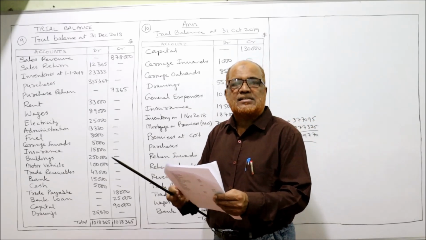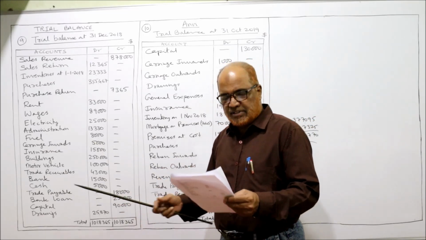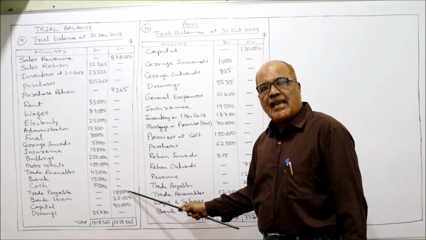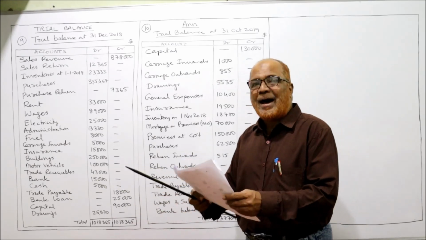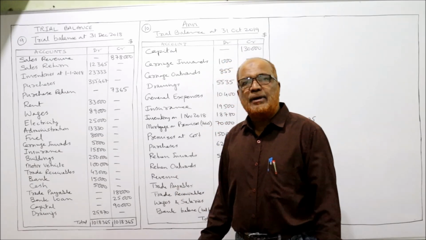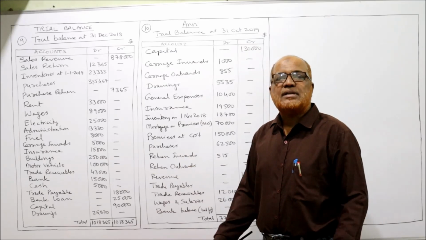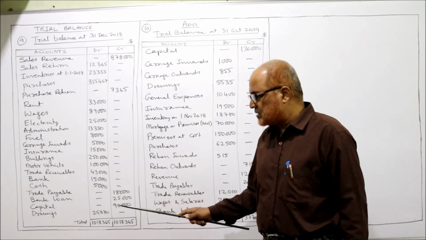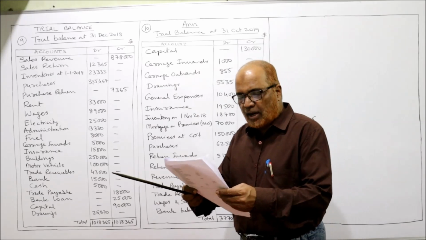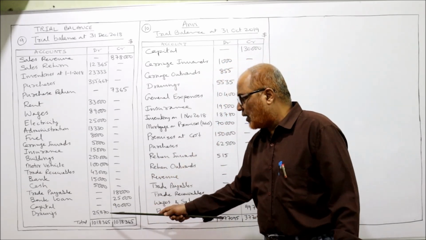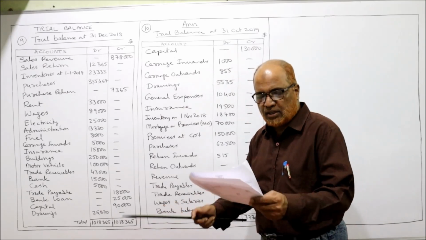Then cash balance, it's an asset, so debit side. Trade payable is a liability, so credit column, 18,000. Bank loan is a liability, so credit column, 25,000. Then capital, equity, always a credit balance, 90,000. Then drawings should always be taken in the debit column. So drawings, debit side, 25,850.